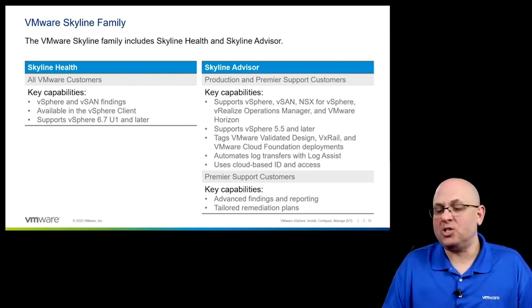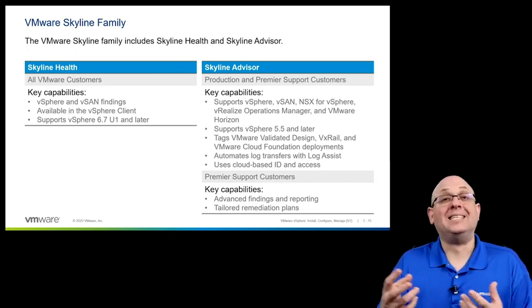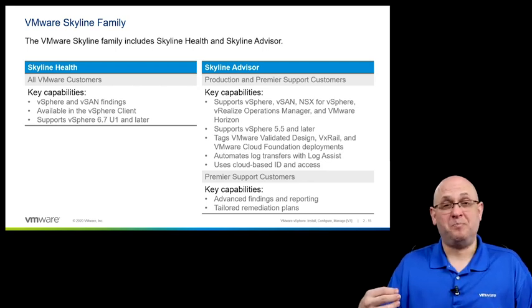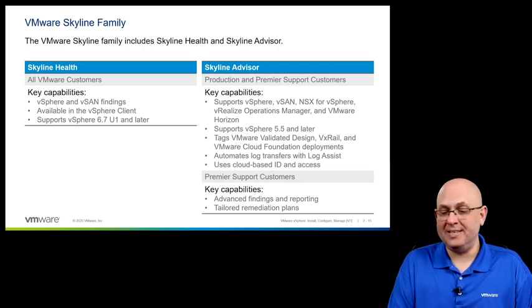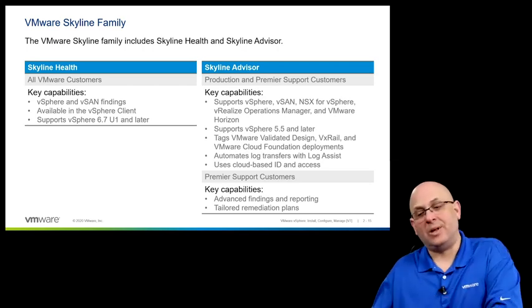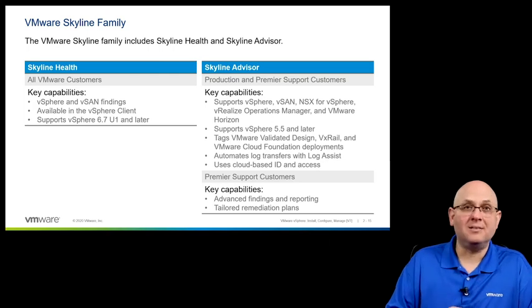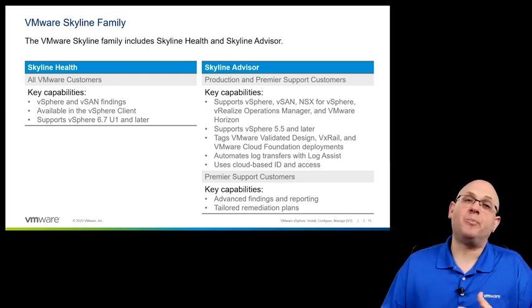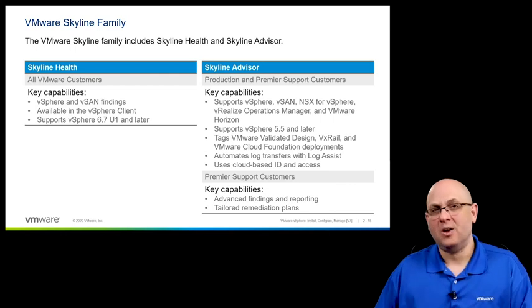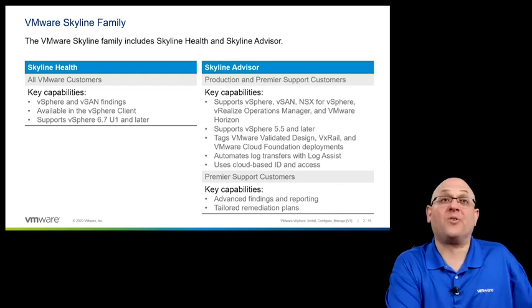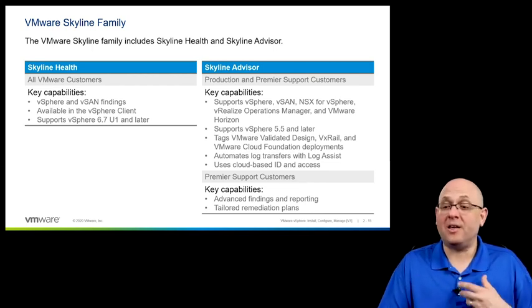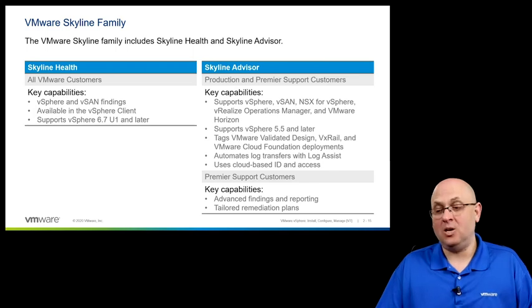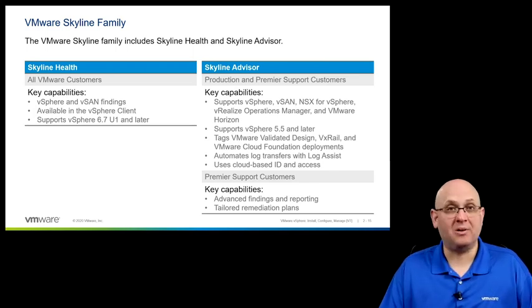Now, if you have production or premier support, you can also get a component called Skyline Advisor. This actually runs a data collector within your environment. It's built in as a virtual machine. And it supports more than just vSphere and vSAN, but it extends it to NSX and vRealize Operations Manager and Horizon. Okay? And because it's external to vCenter and runs in a separate collector, it even supports older versions of ESXi and vCenter itself. So that's also another feature that you can add to your environment if you have production or premier level support.